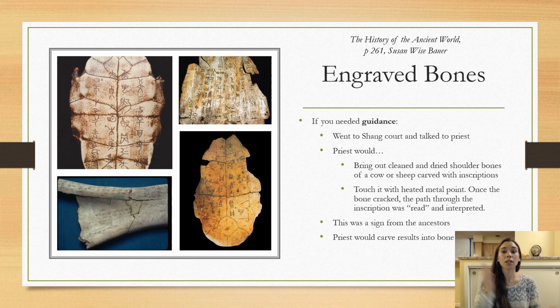They would then touch it with a heated metal point, and once the bone got so hot it cracked, there would be a path through the bone, and that inscription was read and then interpreted. This was a sign from the ancestors, and then the priest would carve the results into bone. I think that's pretty interesting.